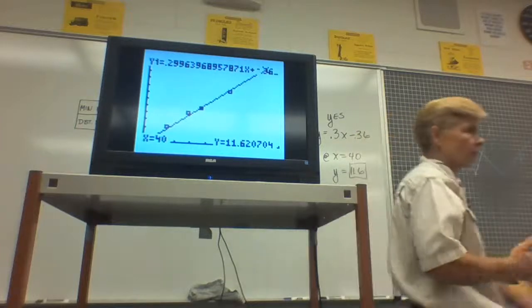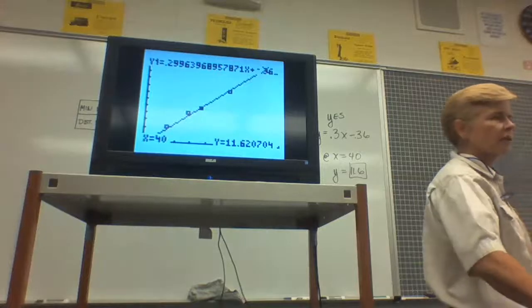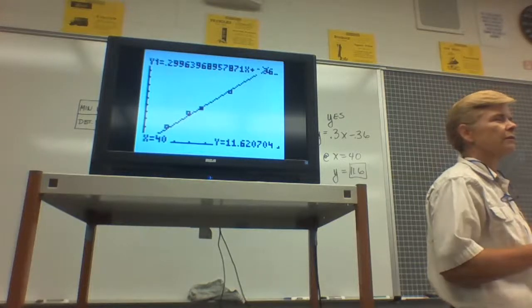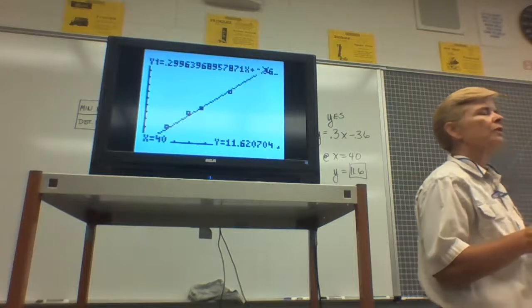How do you type the 40 in again? You have to go to the trace key that says calculate above it. Go second and the trace key and choose value and type 40.